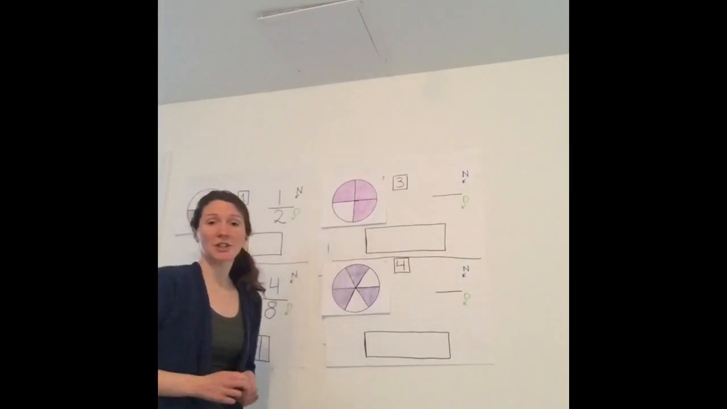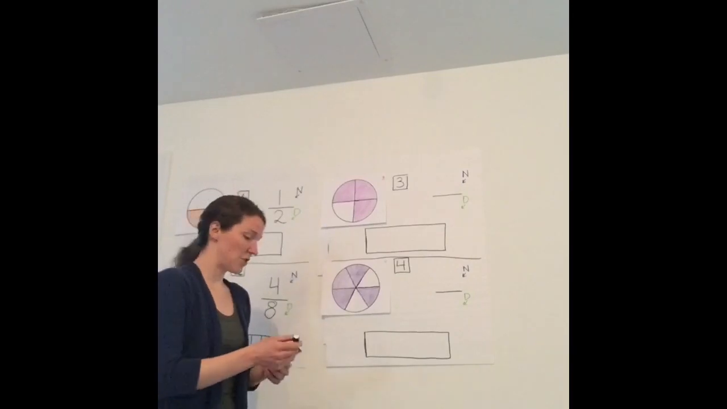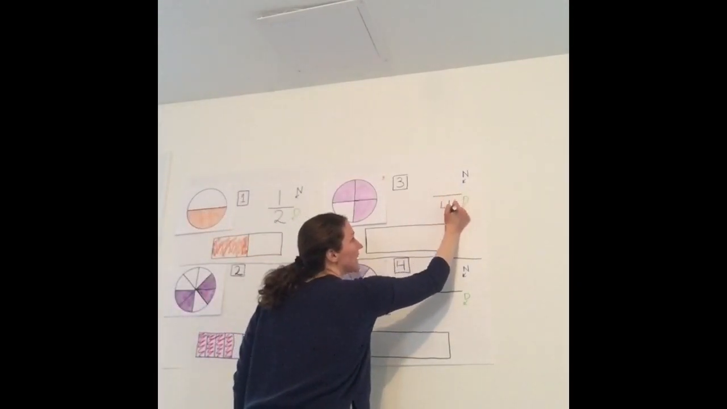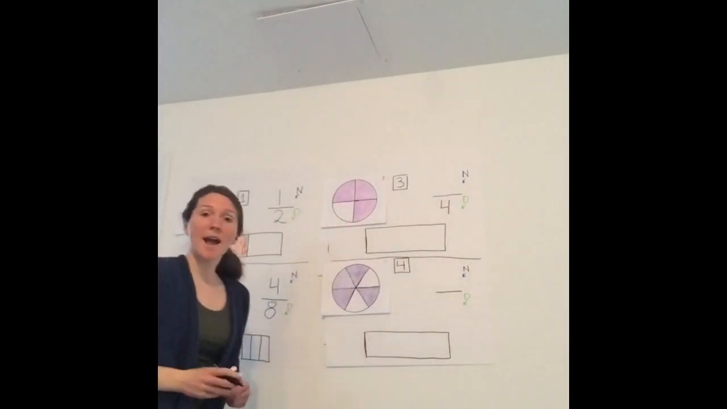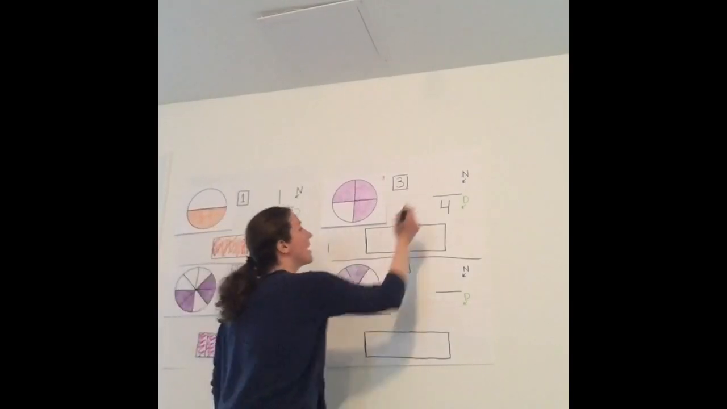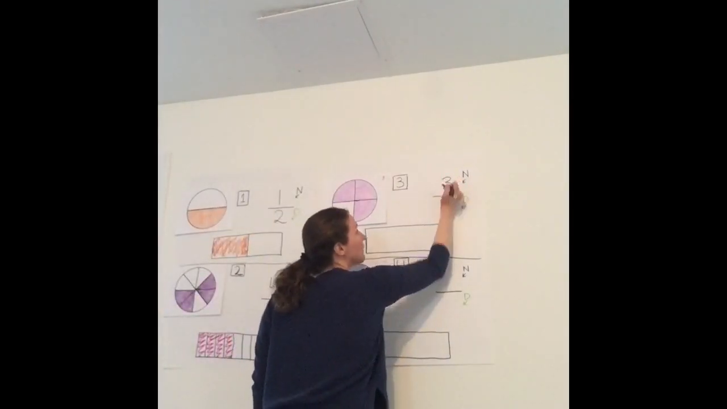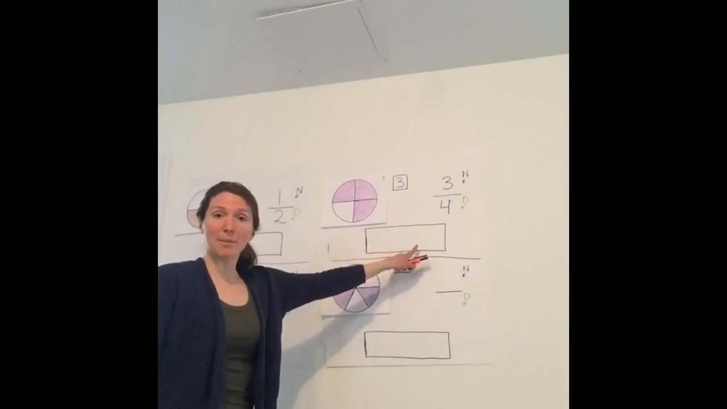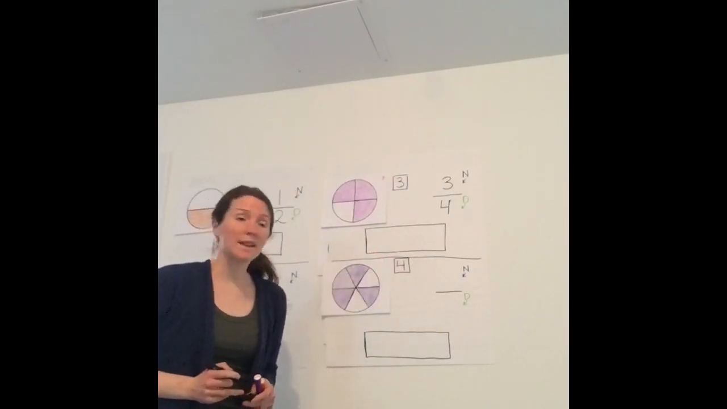All right, number 3. Our fraction circle model was divided into 4 equal parts. So the denominator that goes down on the bottom is 4. How many 4th size pieces are colored in? We have 3/4.